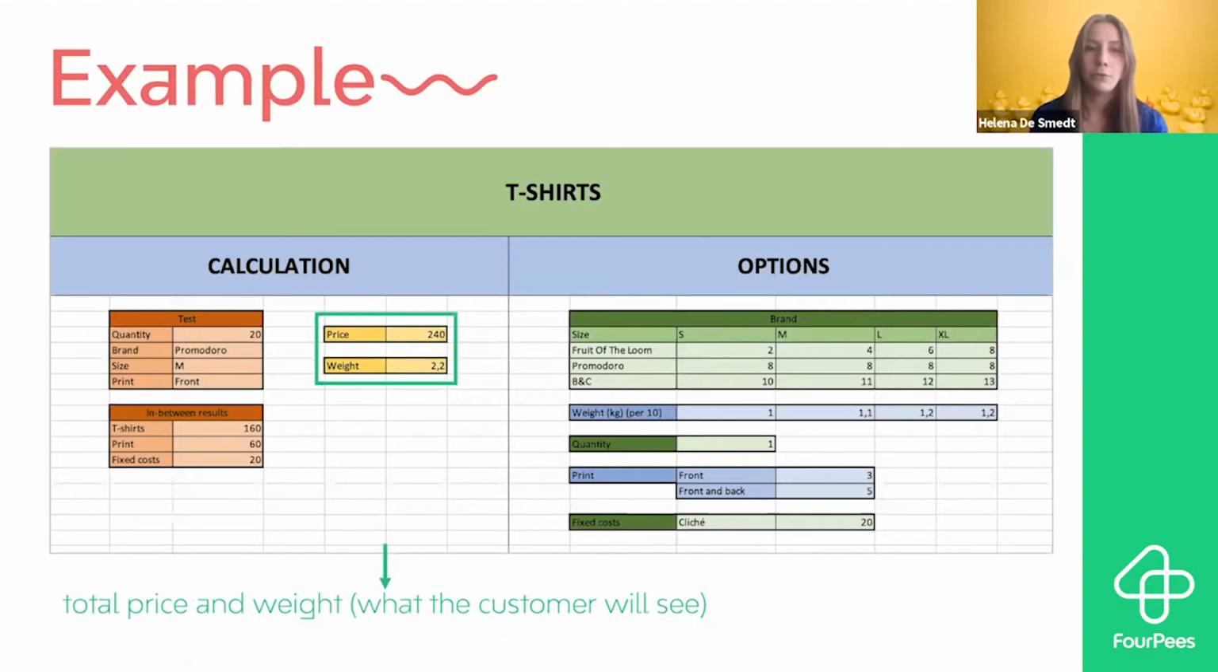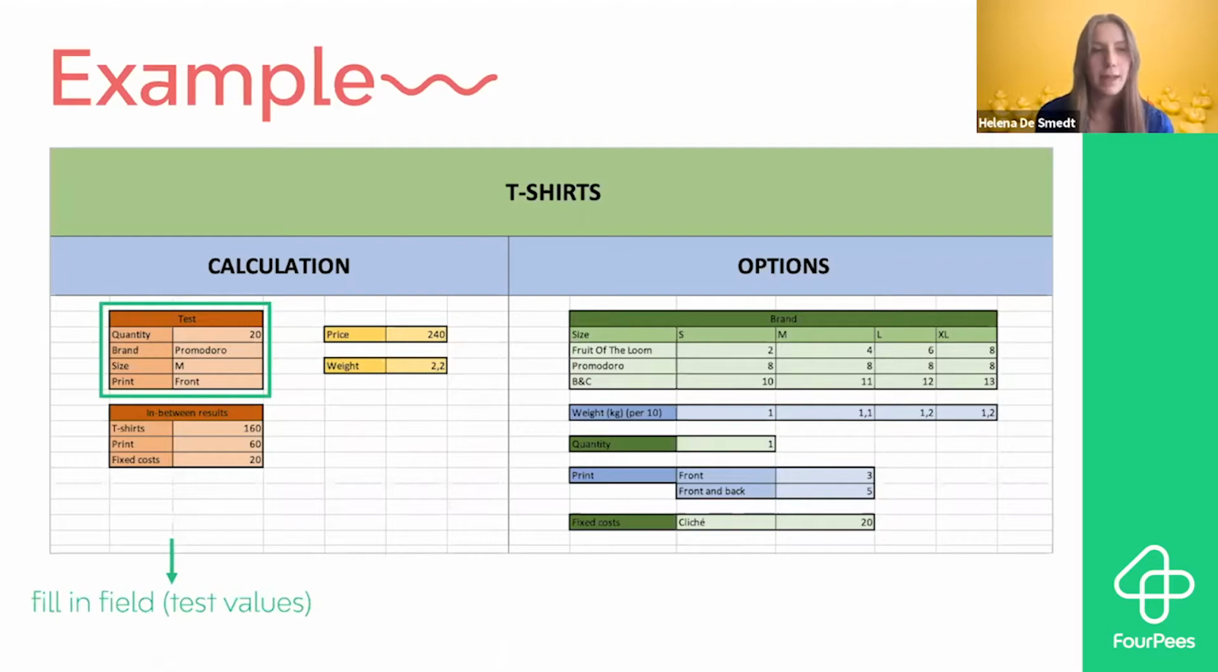And then on the left, we are doing the calculations. The most important cells here are the total price and weight. So this is what the customer will see on the front end. Then we need to define the fill-in fields. These are all the options that will be given in the front end, and the values that are inserted here are also the default values that will be shown on the product page itself.